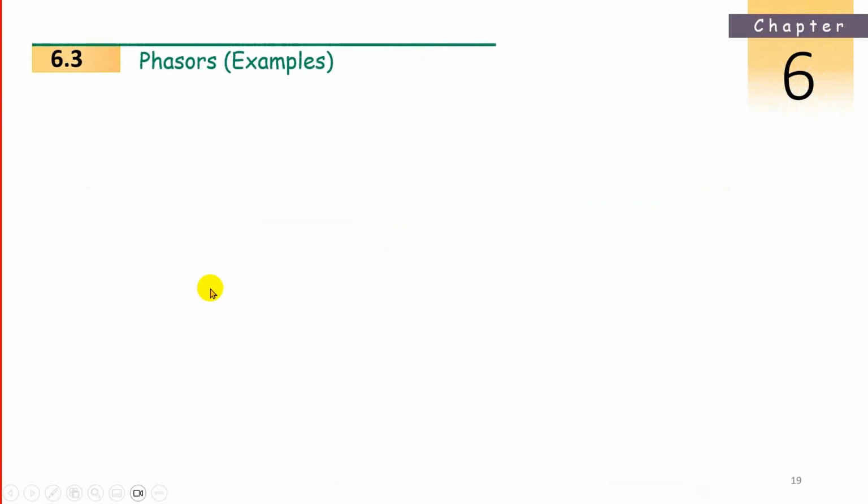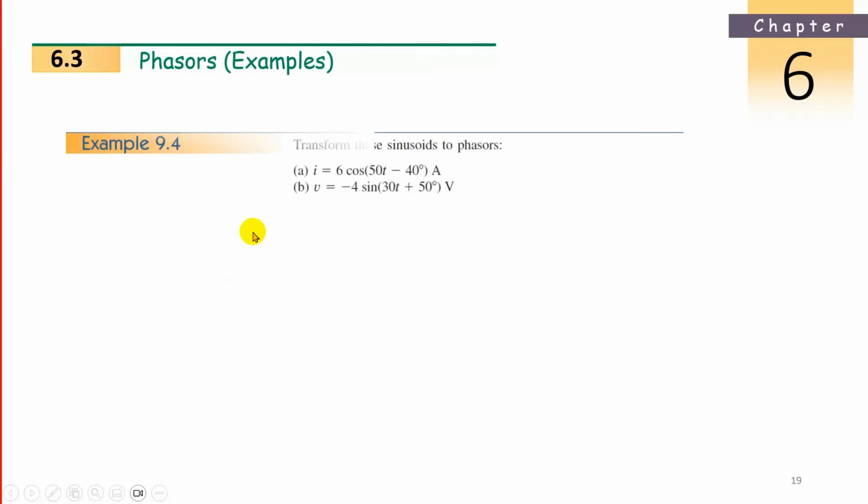So in the previous example, we finished one example. This is the second example. Transform these sinusoids to phasors. I is equal to 6 cos(50t minus 40 degrees) and V is equal to minus 4 sin(30t plus 50 degrees). So we have to transform these into phasors.